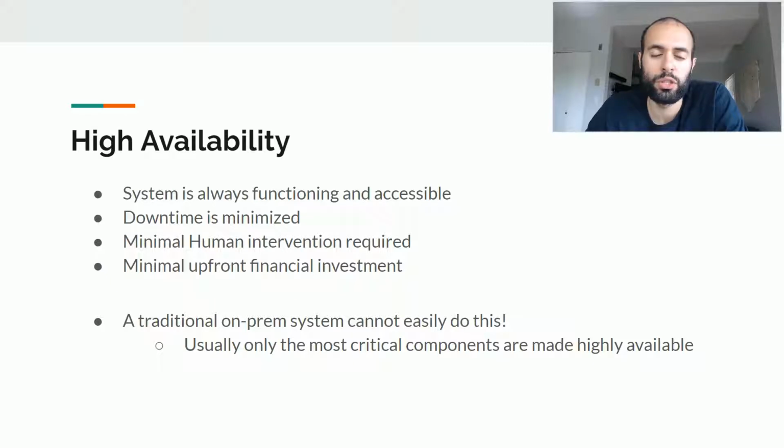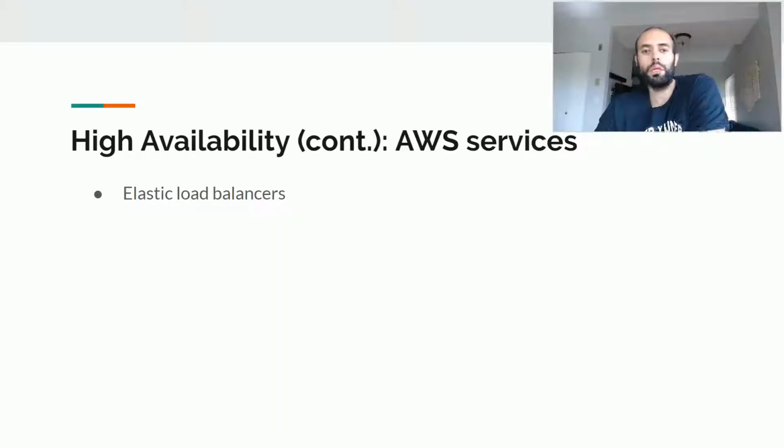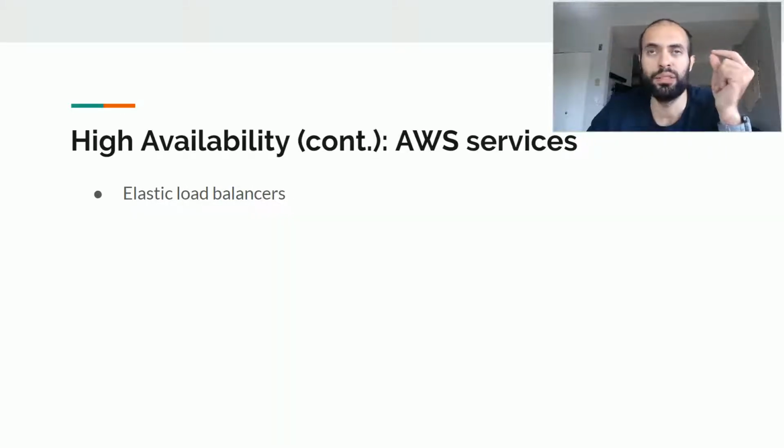Because it does take so much effort to make something highly available on a large scale, only the most critical application or components can be afforded to be highly available. But this is simply not the case when you're using AWS. Let's talk about a few services that kind of epitomize this highly available priority in the cloud.